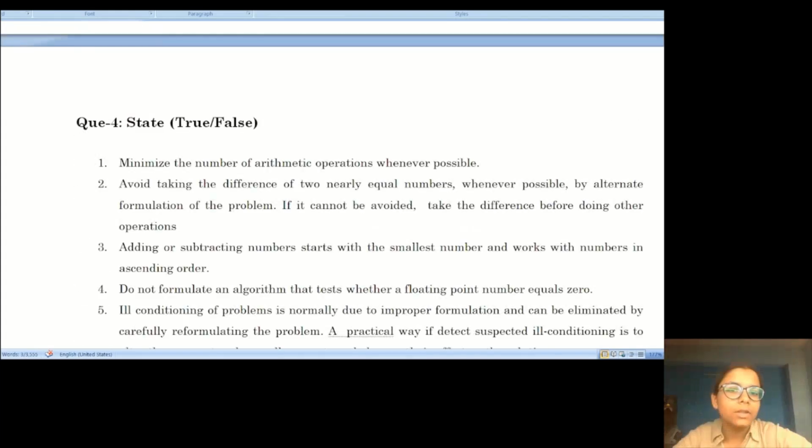Okay, so that was that question. We have question number 4, where we have to state whether the statements written here are true or false. So let's get started.